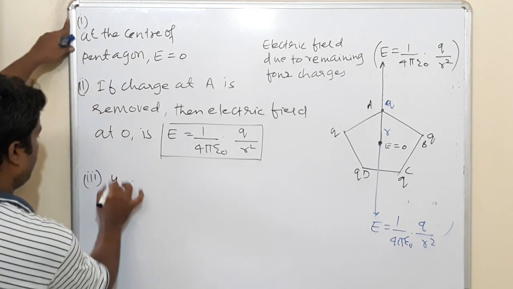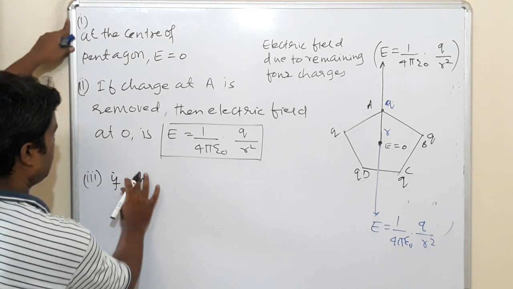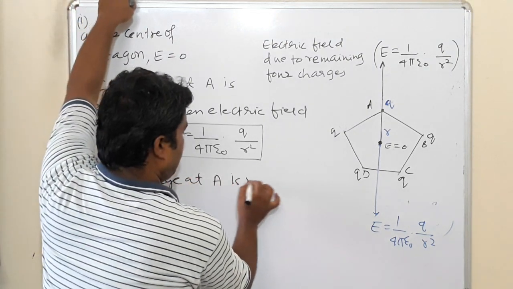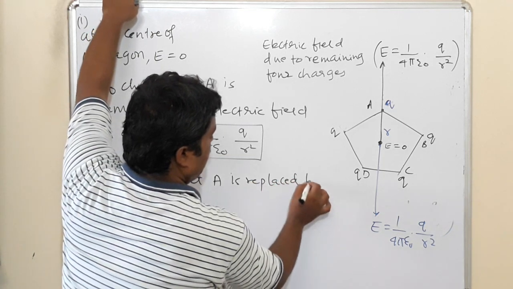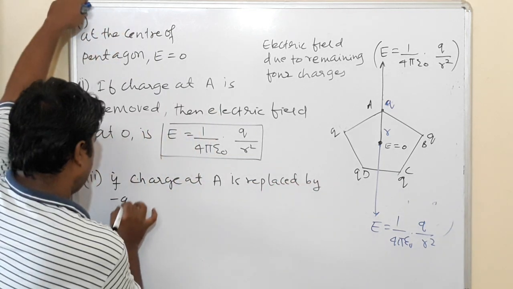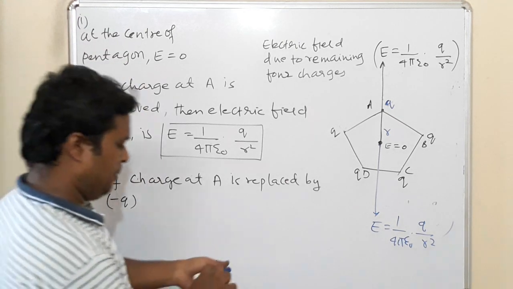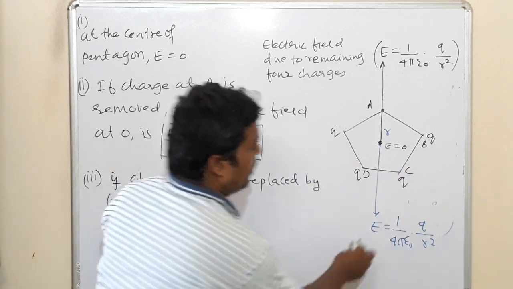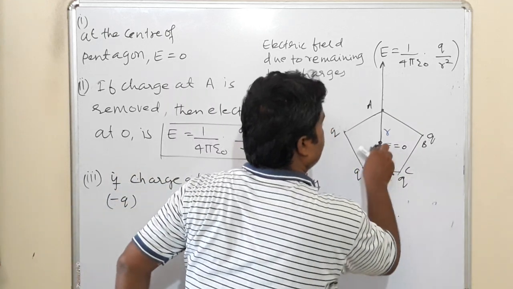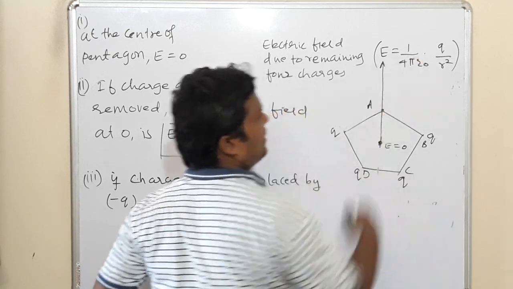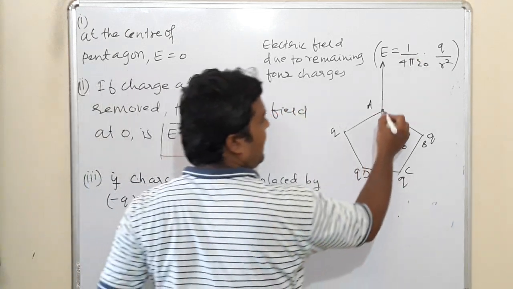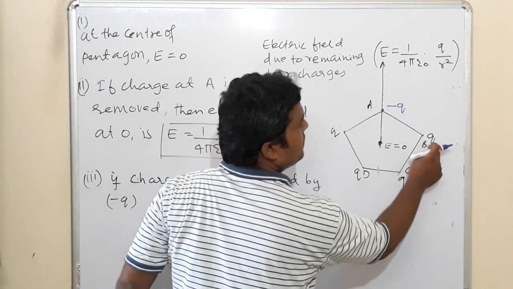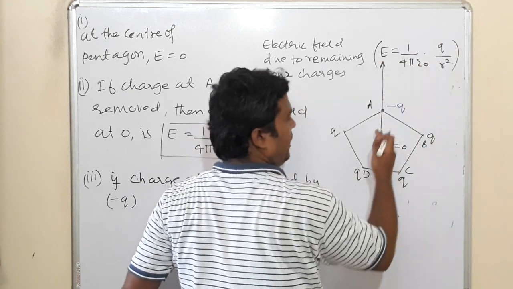Now, if the charge at A is replaced by minus q, instead of plus, if it is removed, then the electric field remaining will be how much? Only this much. All the 4 charges will make this much. If I add a minus q here, then all these 4 charges will make an electric field this much in this direction.